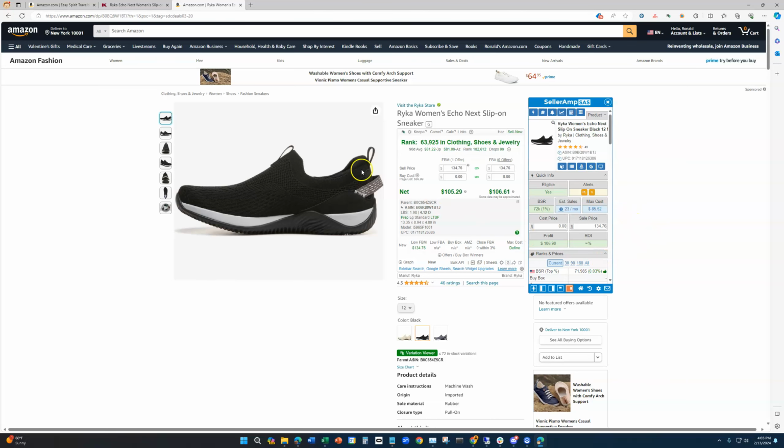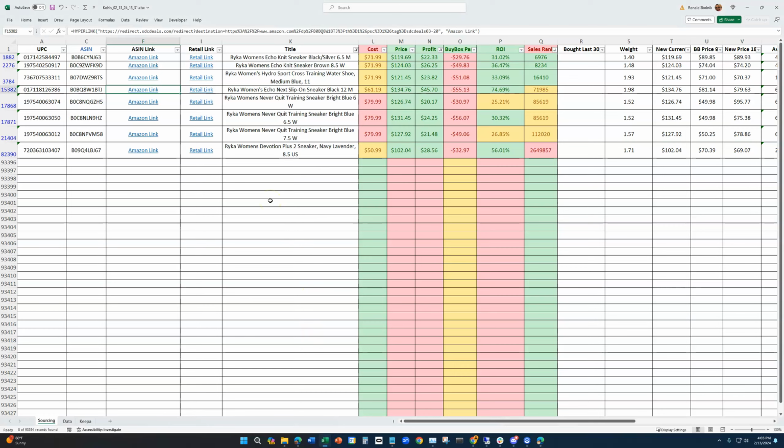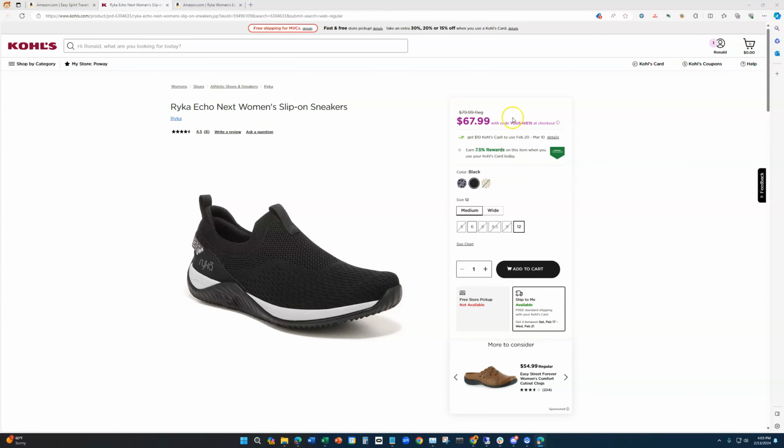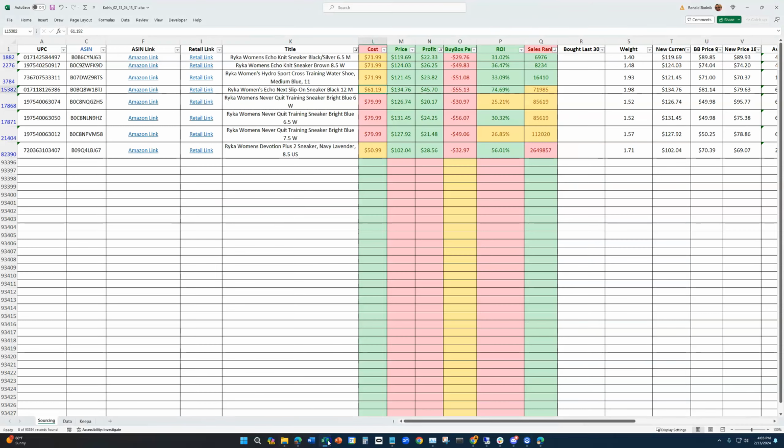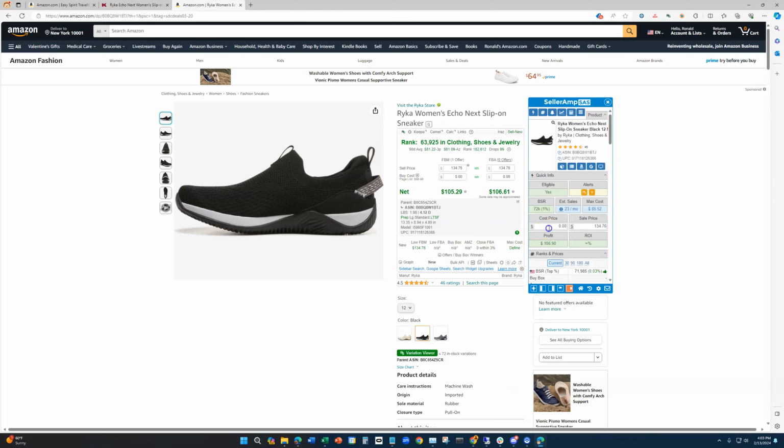But you look at that same shoe here. You've got that same size 12. It's available. It's on sale for $68. If I look at my scrape, it's telling me after discount is $61. With the additional 20% off it is, let's see, $61.19. That's what I would put into Seller Amp here. And that shows a $45 profit, 75% ROI.